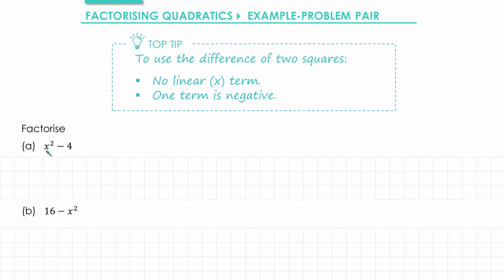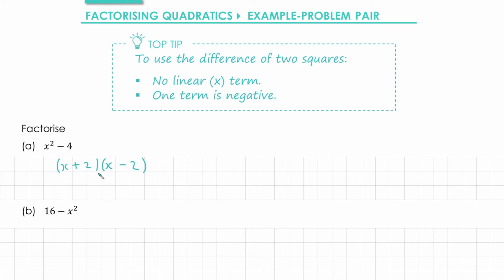Let's get started with factorising the first one then, x squared minus 4. To use the difference of two squares, we'll have two pairs of brackets and we'll put x into both brackets here. That will get us the x squared. If we want to get minus 4, we can have plus 2 and minus 2 in the bracket, because plus 2 multiplied by minus 2 will give us negative 4.